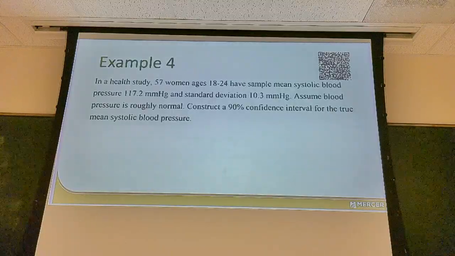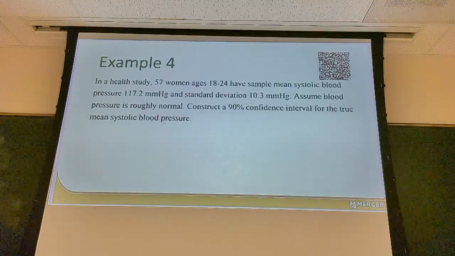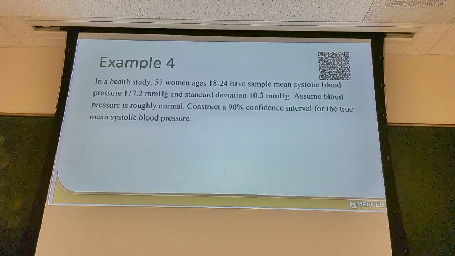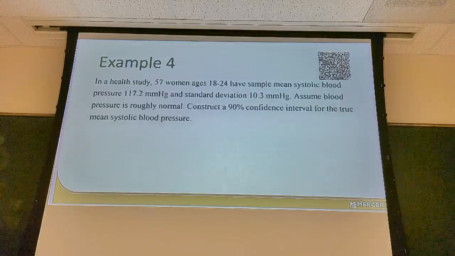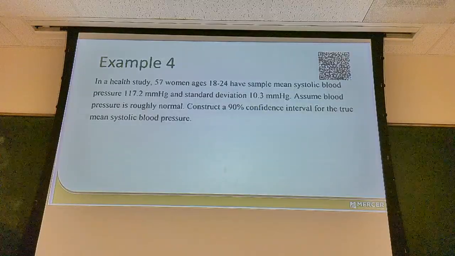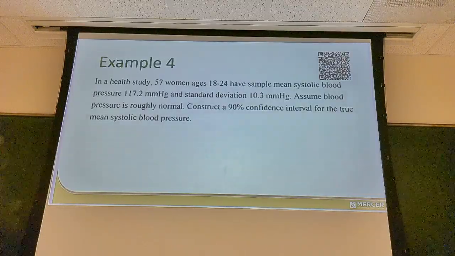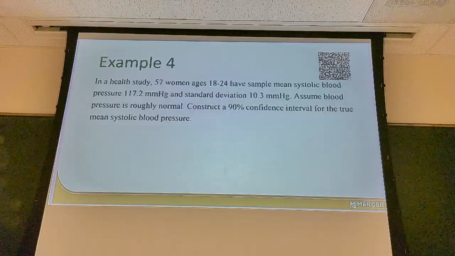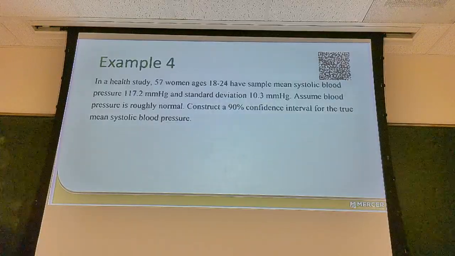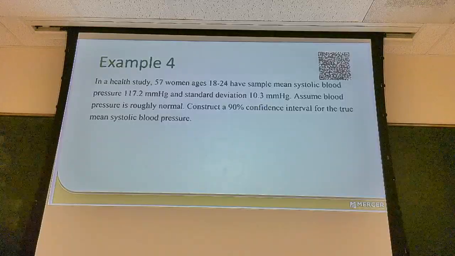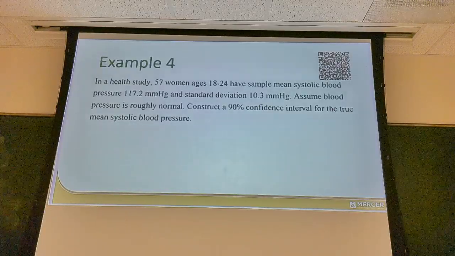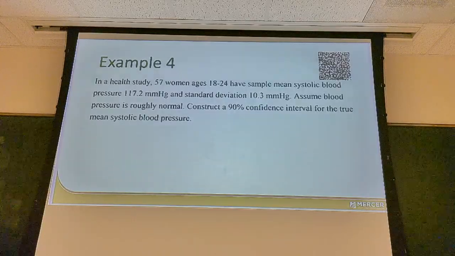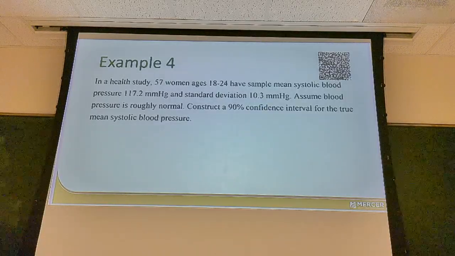Health study: 57 women ages 18 to 24 have a sample mean systolic blood pressure of 117.2 millimeters of mercury and a standard deviation of 10.3 millimeters of mercury. Assume blood pressure is roughly normal. Again, that doesn't matter because our sample size is large enough. We want a 90% confidence interval for the true mean systolic blood pressure. Nothing I need to write down.